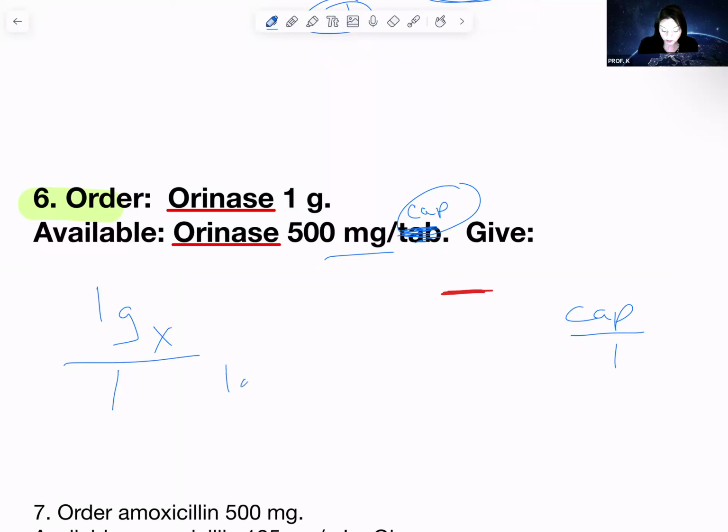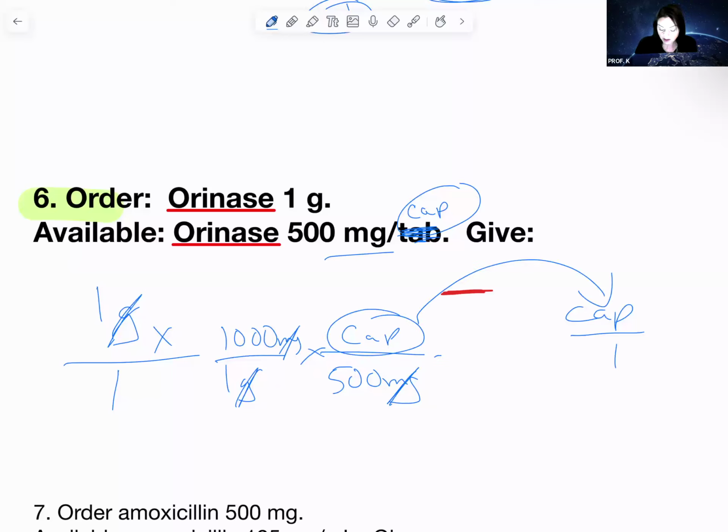All right. It's ordered in grams and it comes in milligrams. So we need a conversion. 1 gram is 1,000 milligrams. And there's 500 milligrams in every capsule. So I'm going to cross off my unwanted units. That is how dimensional analysis works, and I'm left with capsules. And now it's just math. So 1 times 1,000 is 1,000, and 500 times 1 is 500. When I divide that, it is 2. So I'm going to give 2 capsules.